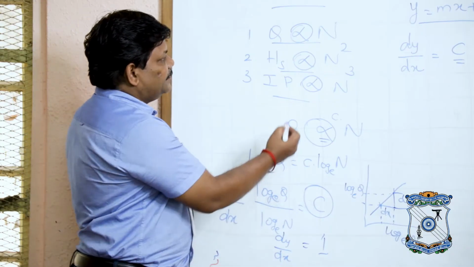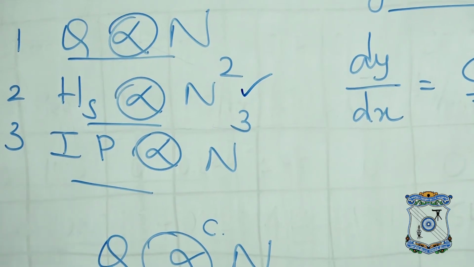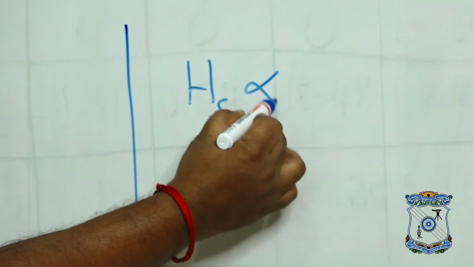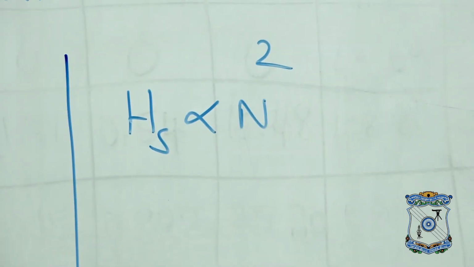Now we are going to the next one, that is static head, Hs, which is proportional to square of the speed.